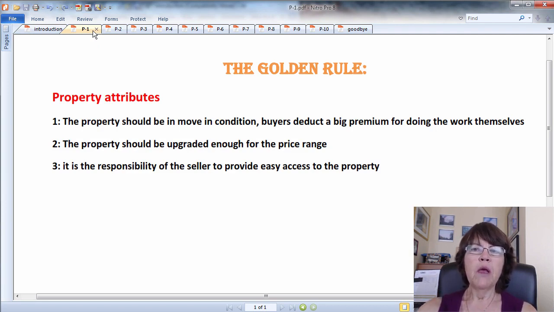Buyers deduct a big premium for doing the work themselves. 2. The property should be upgraded enough for the price range. 3. It is the responsibility of the seller to provide easy access to the property.